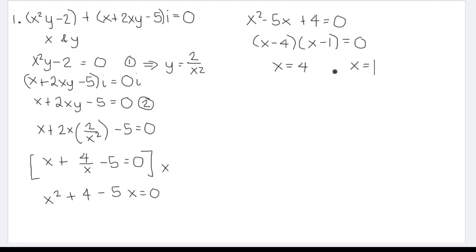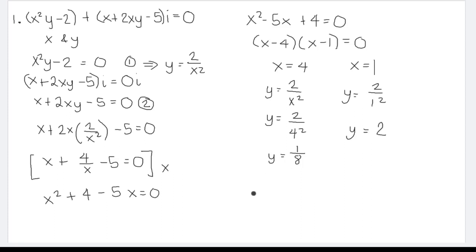Then this value of x will be substituted to our first equation, which is y equals 2 over x squared. So y is equivalent to 2 over x squared, and our value of x is 4, so 2 over 4 squared. So we have y is equivalent to 2 over 16 or 1/8. And for the second value, we have x equals 1. That's y is equivalent to 2 over 1 squared. Therefore, the value of y is equivalent to 2.